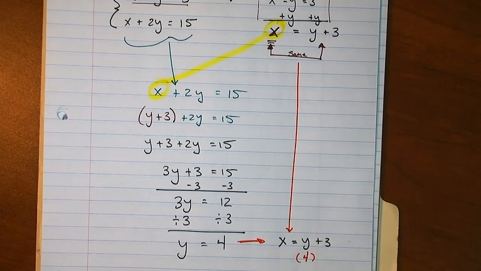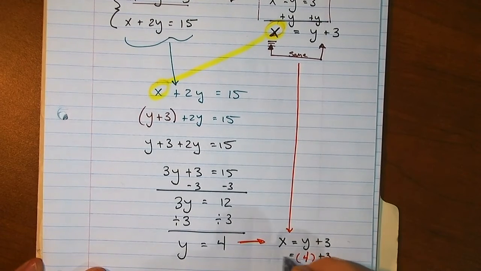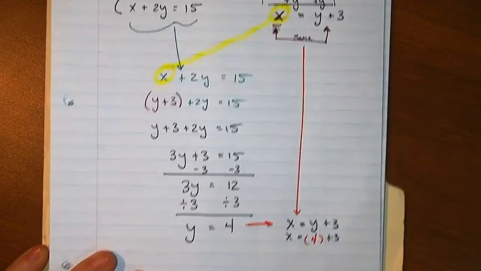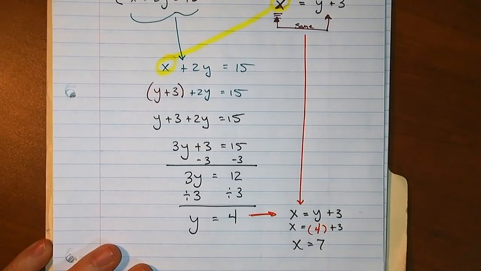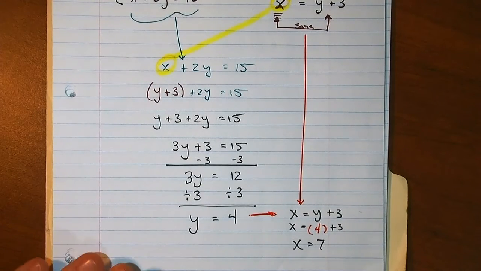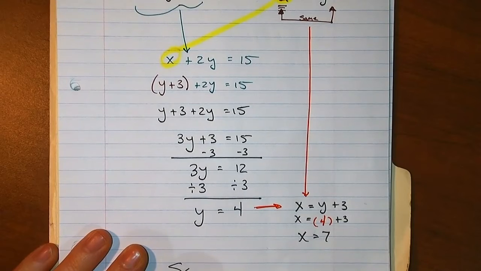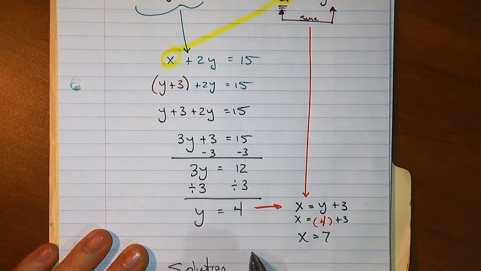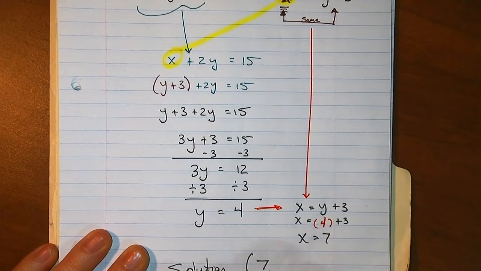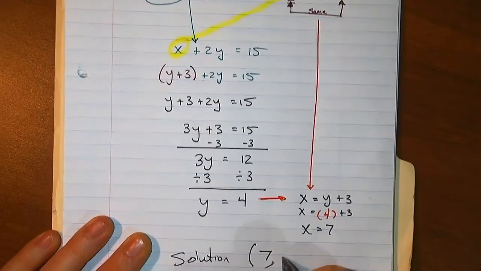So I can make that trade. And now I can figure out what x is. X has to be 7. X has to be 7. And so I have found my solution. The solution is the point where x is equal to 7 and y is equal to 4.